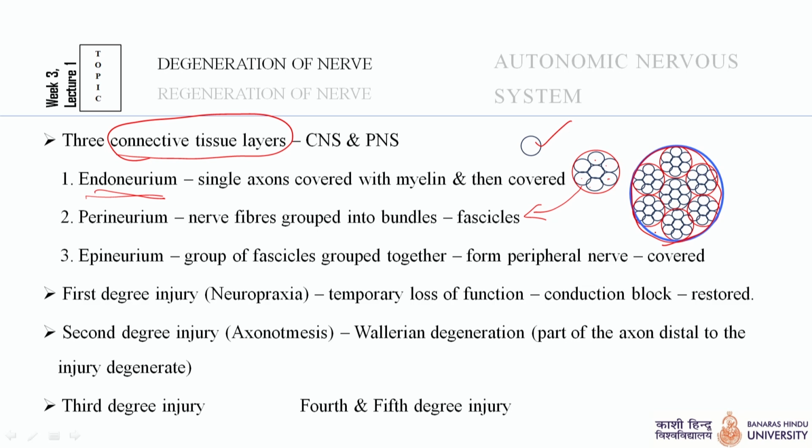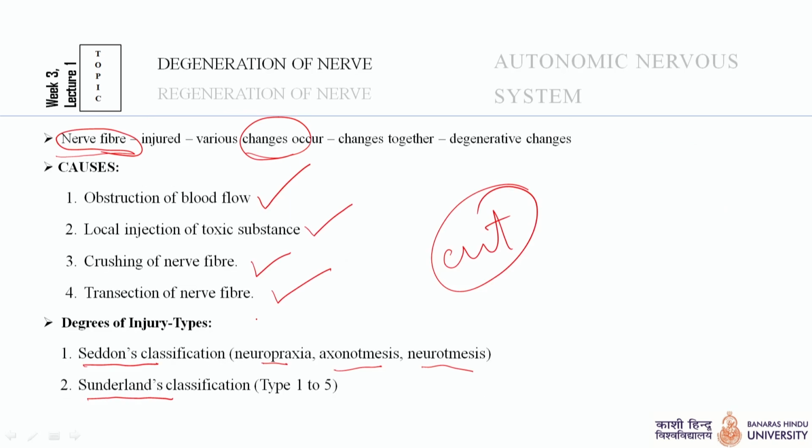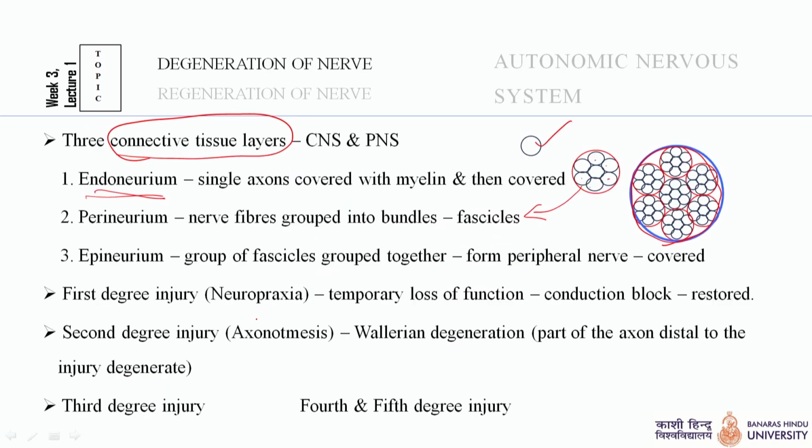Now let us enter into the classification. The first degree of injury is also called neuropraxia. Now I am combining both Seddon's classification as well as Sunderland's classification. You can see in the slide before, right? The second degree injury is equivalent to the description of axonotmesis, where Wallerian degeneration happens.